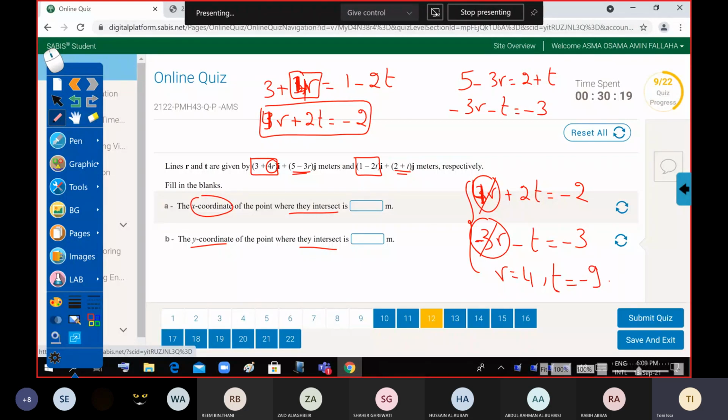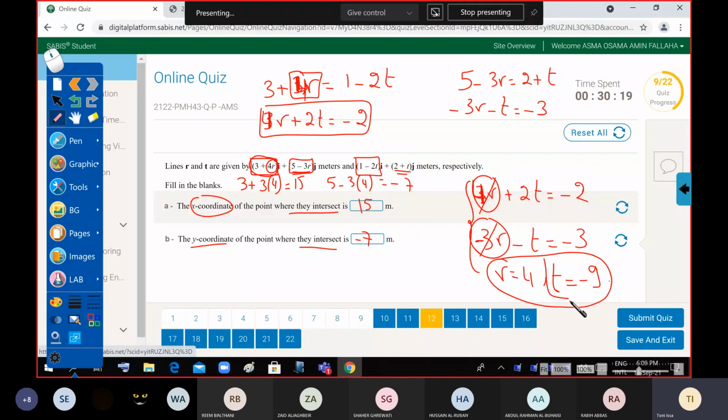Now, how can you find x? How can you find y? All you have to do is take this and substitute it here, and you will find x. So I will have 3 plus 3 into 4, which is 12, so it will be 15. The answer is 15. In the second one, I will have 5 minus 3 into 4, which is 5 minus 12, and then you get minus 7. So the answer here is minus 7.